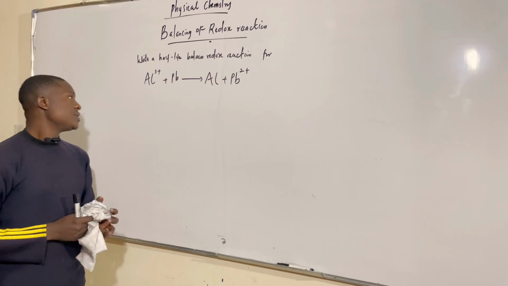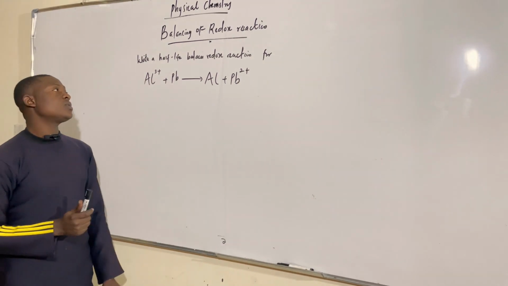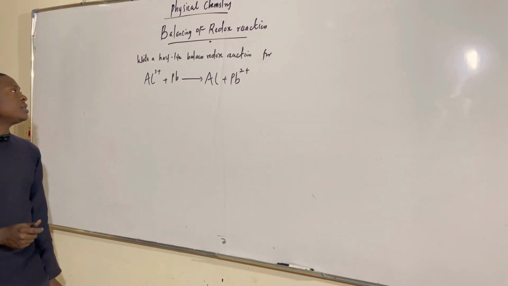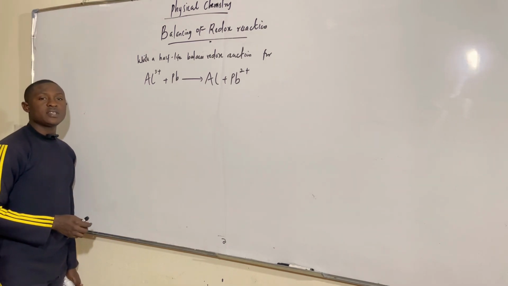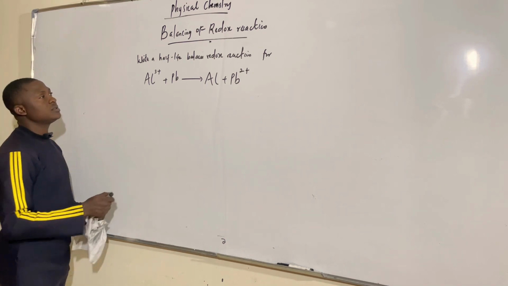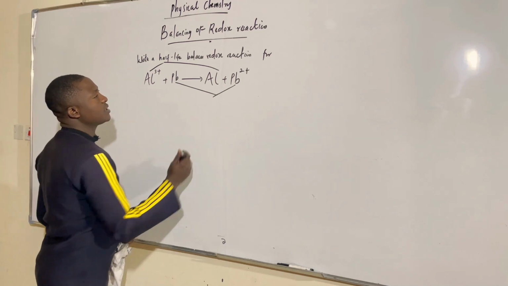So now this is the first equation. So we have to balance this. We have to balance this one. One for oxidation, one for reduction, and write the general equation there. So what I will do, I will firstly break it down into two. Aluminium for aluminium and lead for lead. Can you see that?